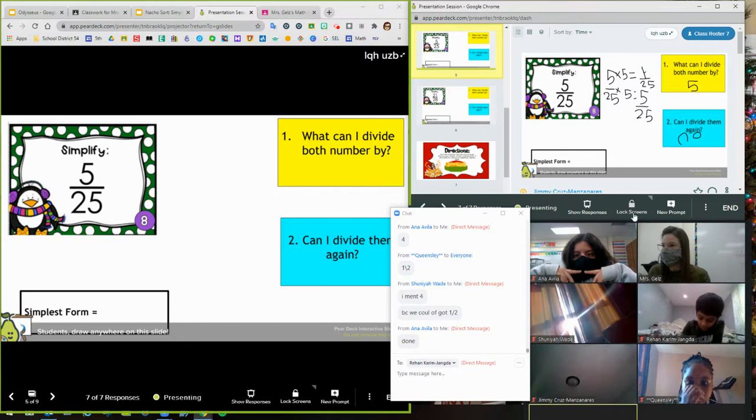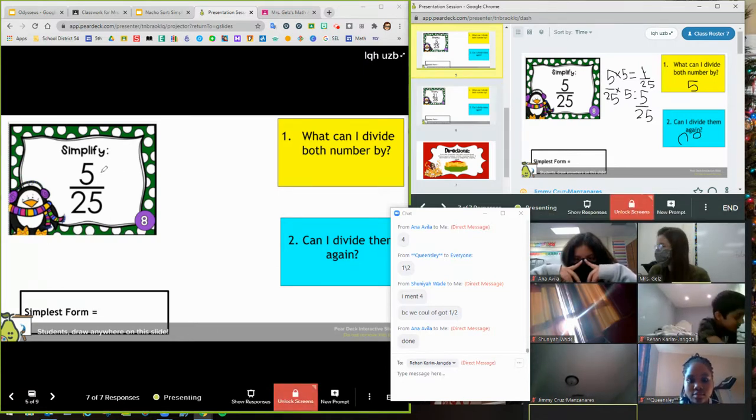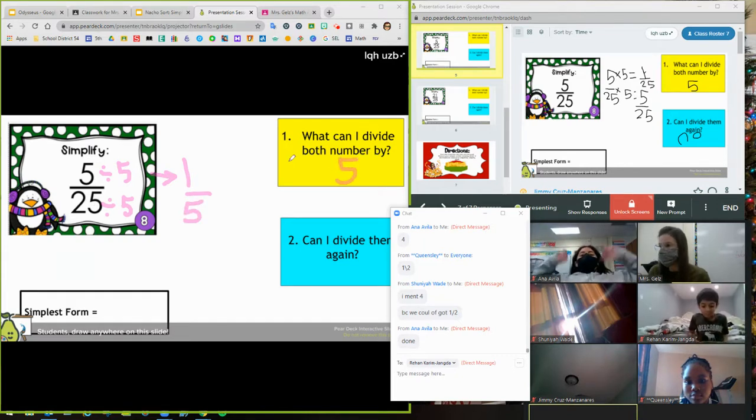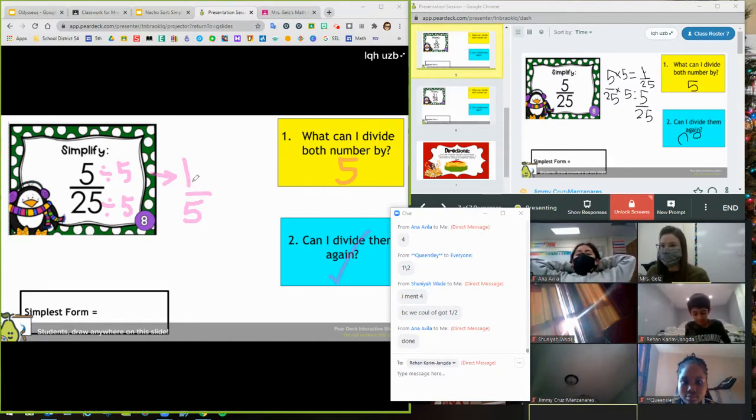Bringing you back to my screen here for just a second. We can see on this one, ladies and gentlemen, that if we divide both the numerator and the denominator by 5, then we end up with 5 divided by 5 is 1. 25 divided by 5 is 5. We can divide them both by 5. I know that I can't do it again because I already have a 1 in the numerator. I can't divide that anymore unless I did divide by 1, and then it would stay the same. Okay, nice job.